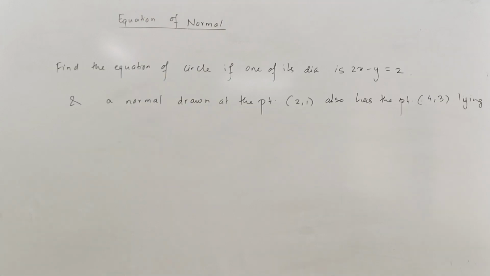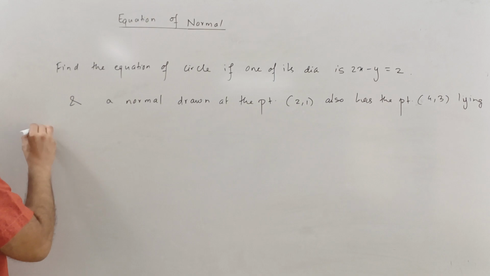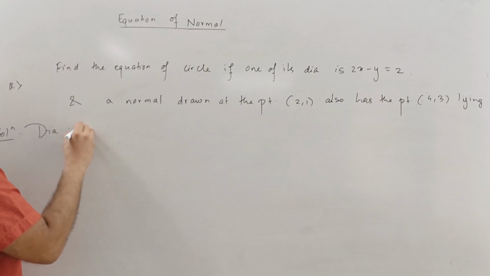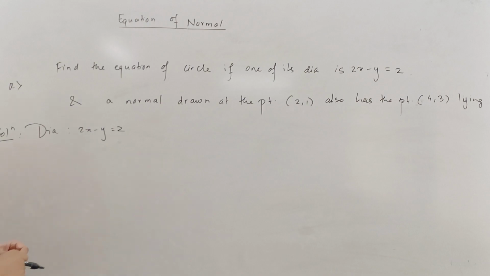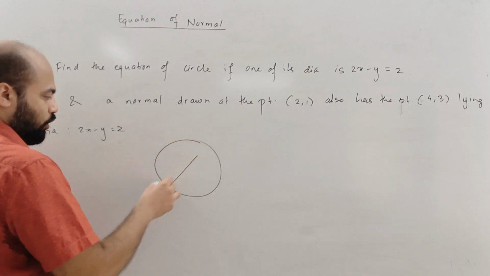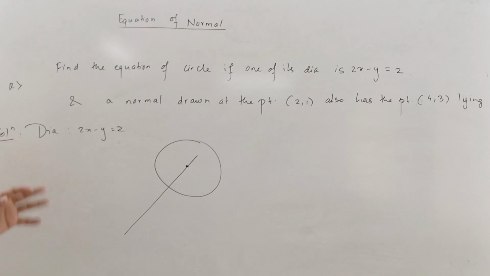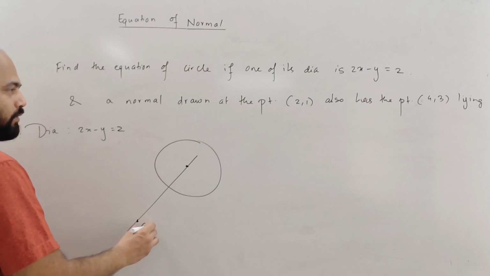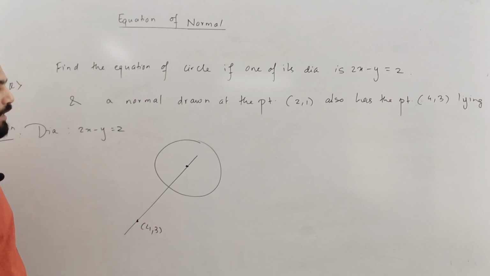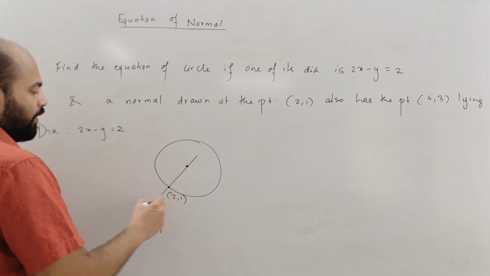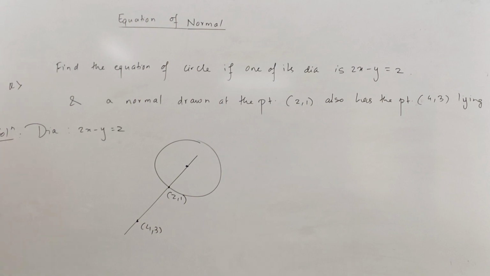So this time around what's given to us is a circle of which one of its diameters is given as 2x minus y equals to 2. And it has another normal drawn to it. So the normal is drawn this way. Now to understand one fact, the normal of the circle always passes through its center, so it is along the radius. One of the points lying on this is given to us, which is 4, 3. And this normal is drawn at this point, 2, 1. We have to find the equation of the circle.